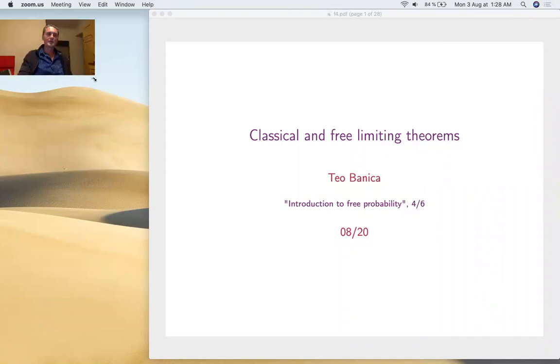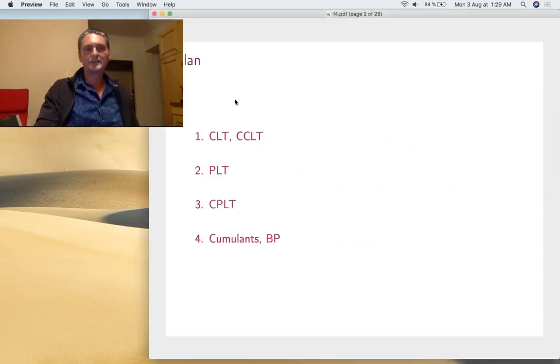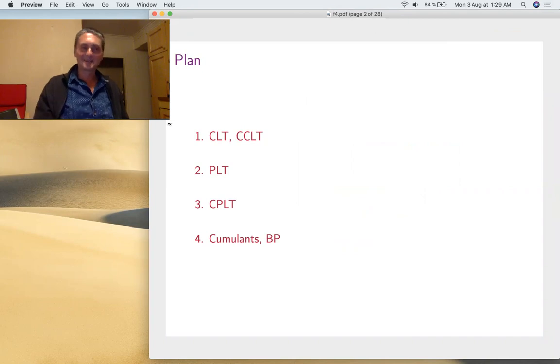So what's the plan? As I was telling you, classical limiting theorem, all these initials. CLT means classical limiting theorem. CCLT is complex. No, sorry, I'm messing it up. CLT is central limiting theorem. CCLT is complex central limiting theorem. PLT is Poisson. CPLT is compound Poisson.